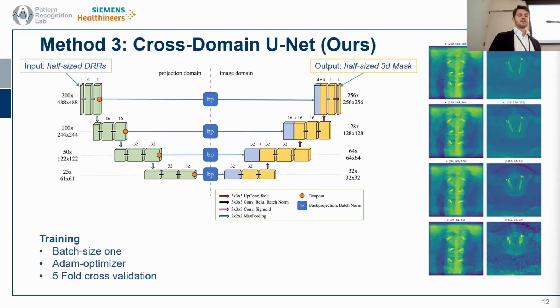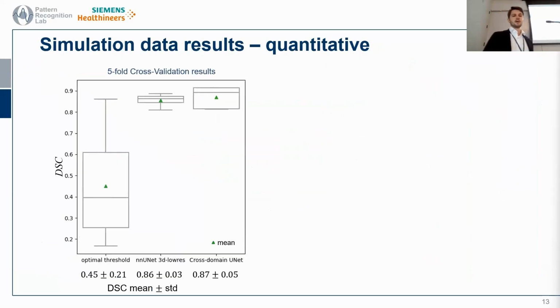This method had to be trained with a batch size of 1, just because the GPU would overflow with larger sizes, and we use the Adam optimizer to compensate the resulting stochastic gradient updates that we get from that. And the results we see are also evaluated using 5-fold cross-validation on our simulation data set.